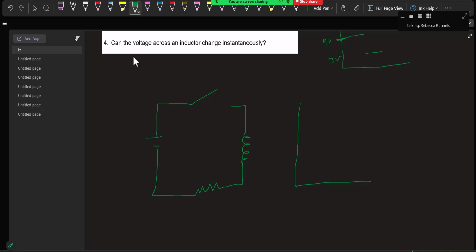And so it's 0. And then when I throw the switch, it has to start at 0 and build up until it reaches its steady state, but it has to start at 0. And then once it's closed, if I then open the switch, it has to start from where it is and then decay to 0.